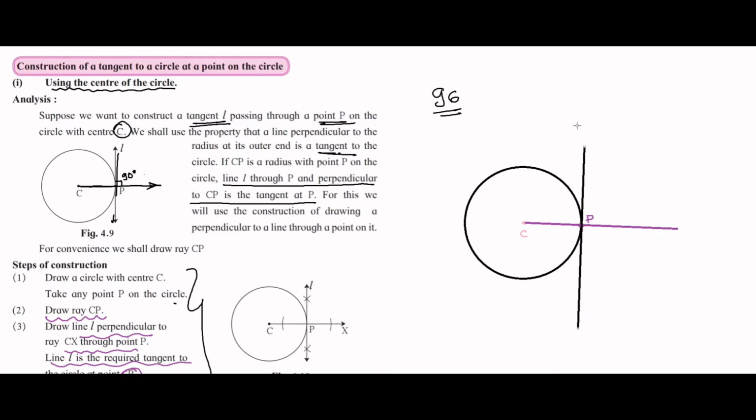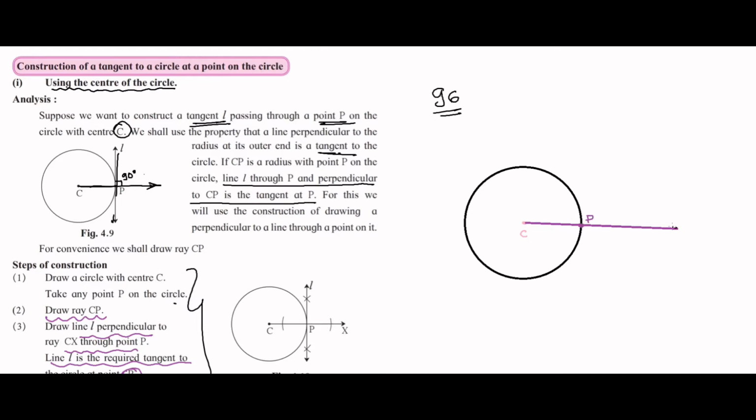This will be line L. So this will be line L like that, and it would be perpendicular. How to construct it, let us see. You just don't have to draw a line like that, you have to actually construct it. So let us move back.